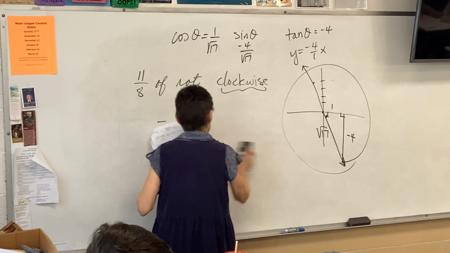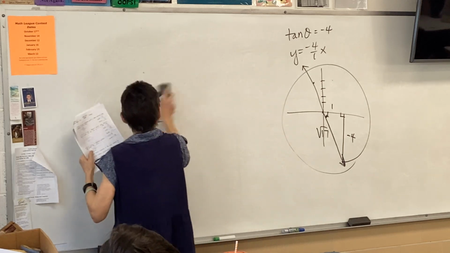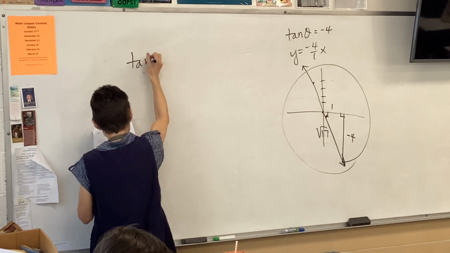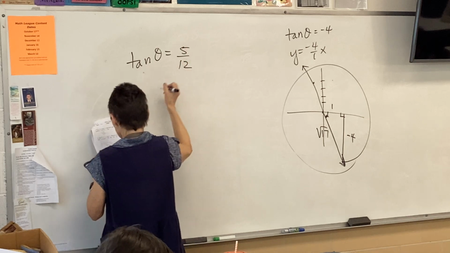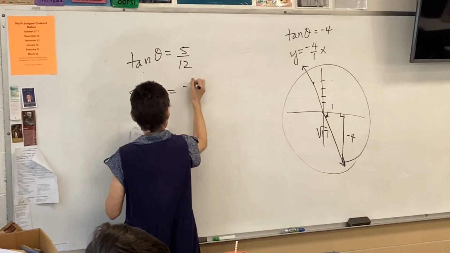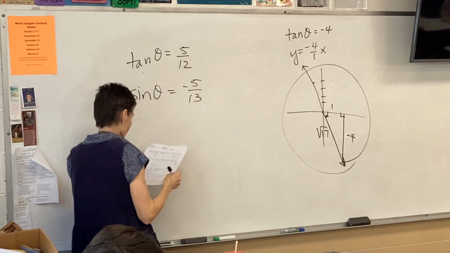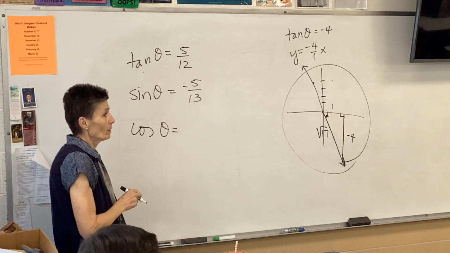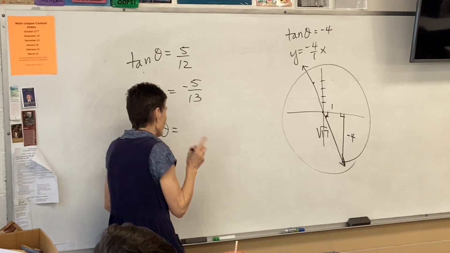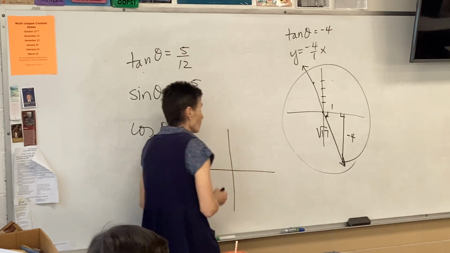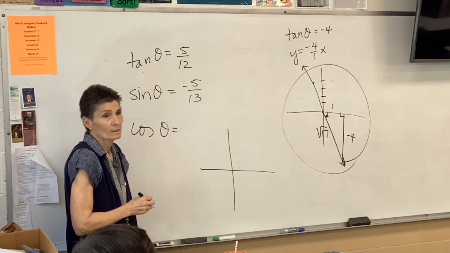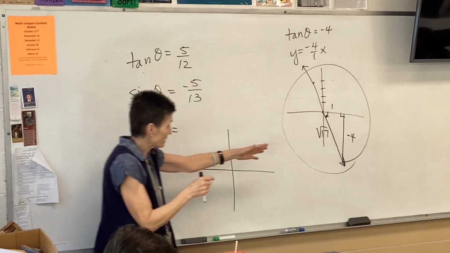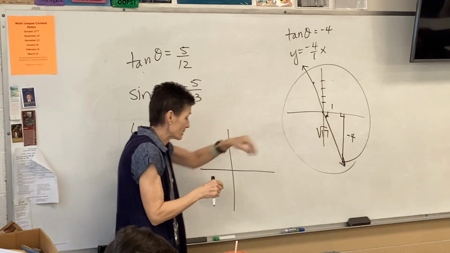Okay, number 3. Number 3, an angle in standard position. The tangent is 5/12. The sine is negative 5/13. And I have to find the cosine. Well, there are a couple different ways you can do this. One thing I really want you to be thinking about, though, is which quadrant are we talking about? I want to draw a picture, like I did here. They told me I was in quadrant 4, so that was easy.